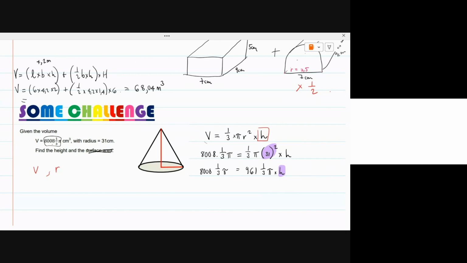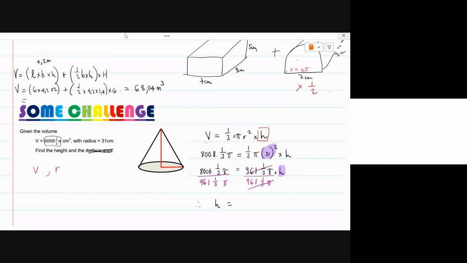So what will I do? Easy things, not that difficult at all. We'll just divide by everything that's not h. I will divide this side by 961 times 1/3 pi, and what I do on the right-hand side, I will do on the left-hand side as well. Divide by 961 times 1/3 pi. Those two will cancel each other out, and therefore h will equal, if I punch that into a calculator, what am I going to get?